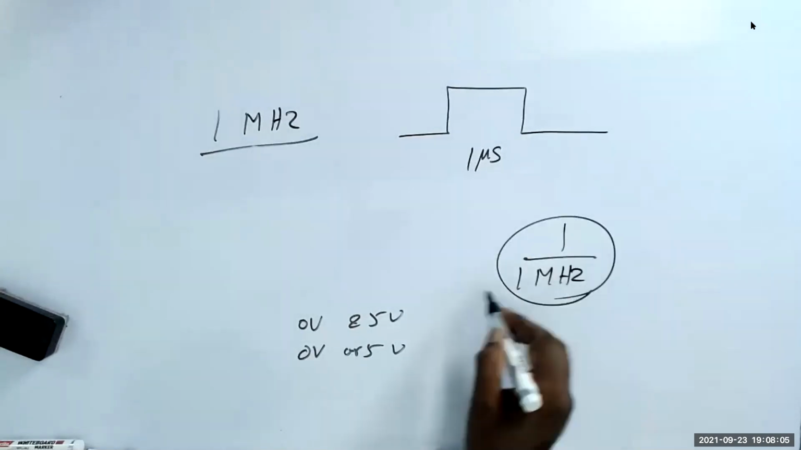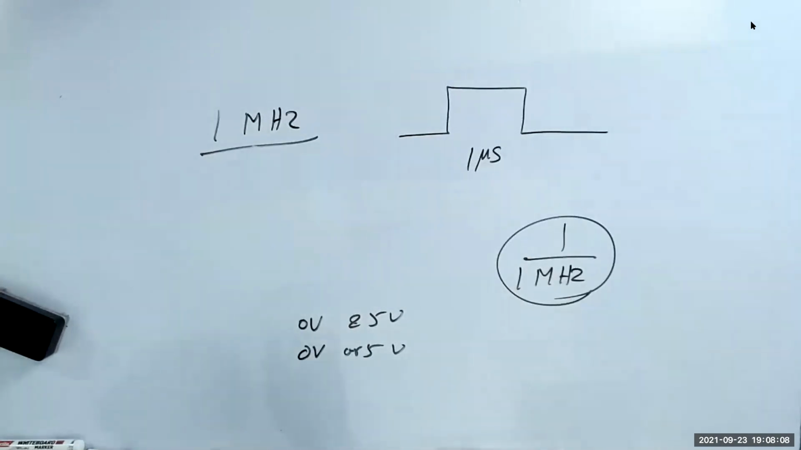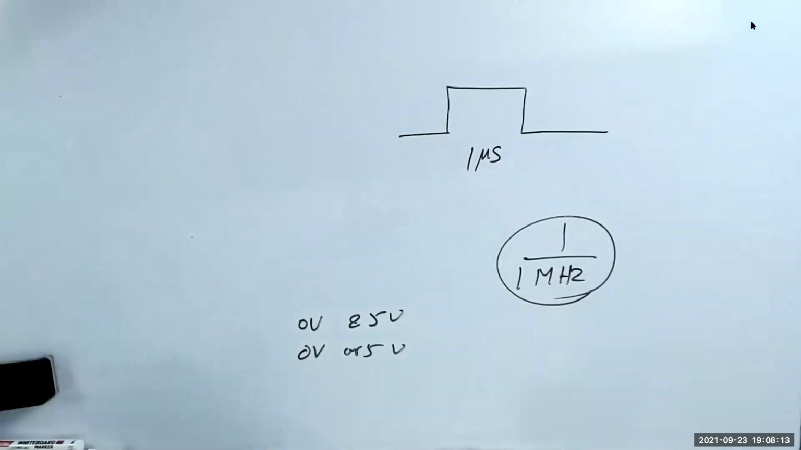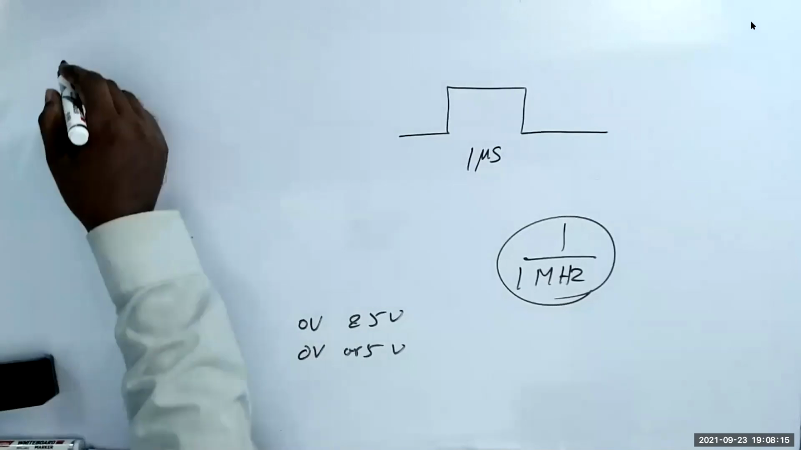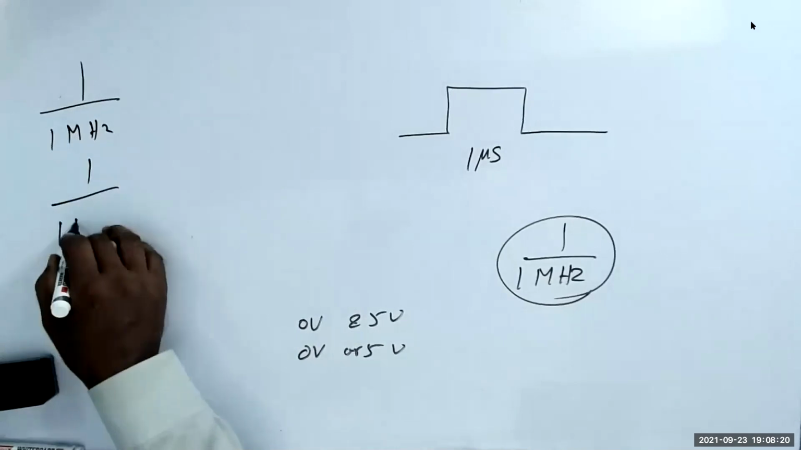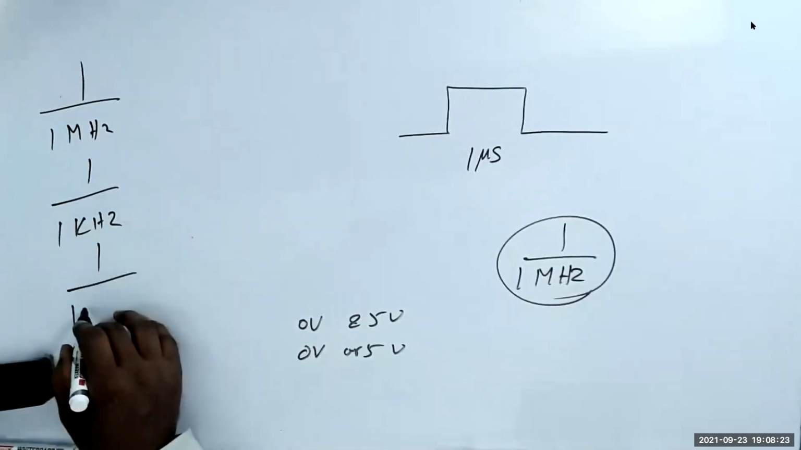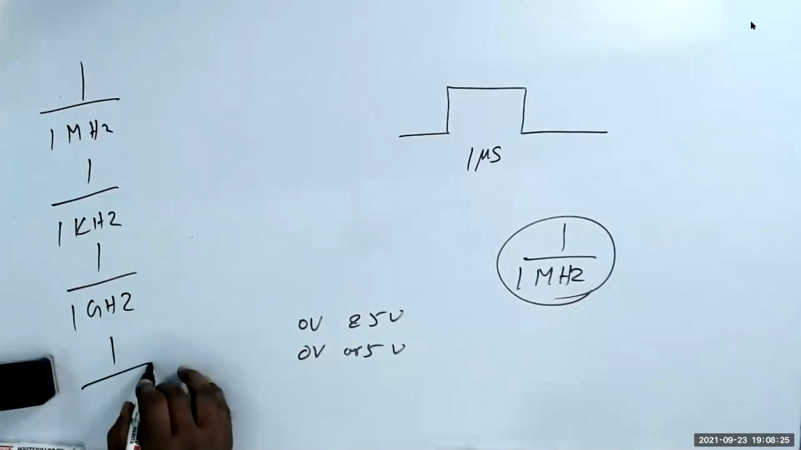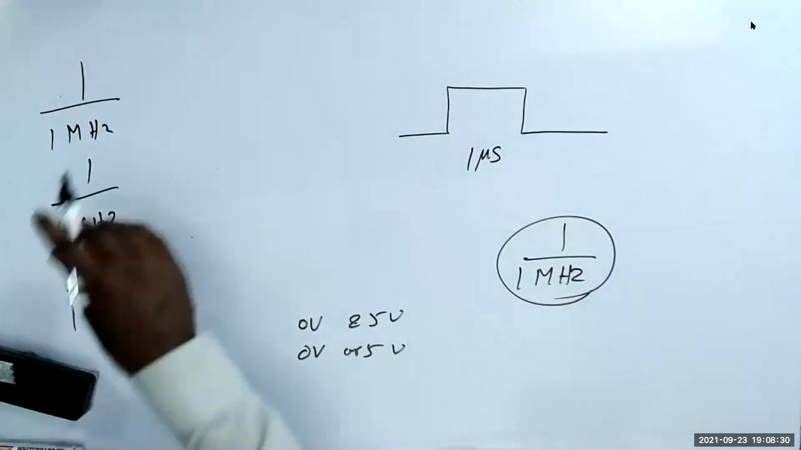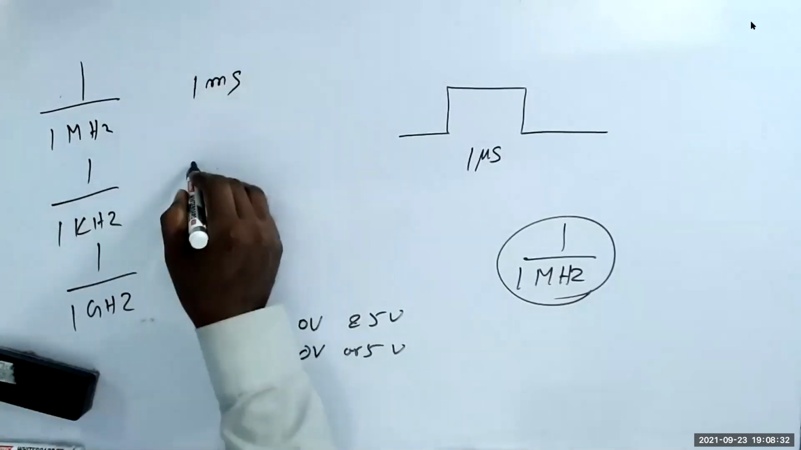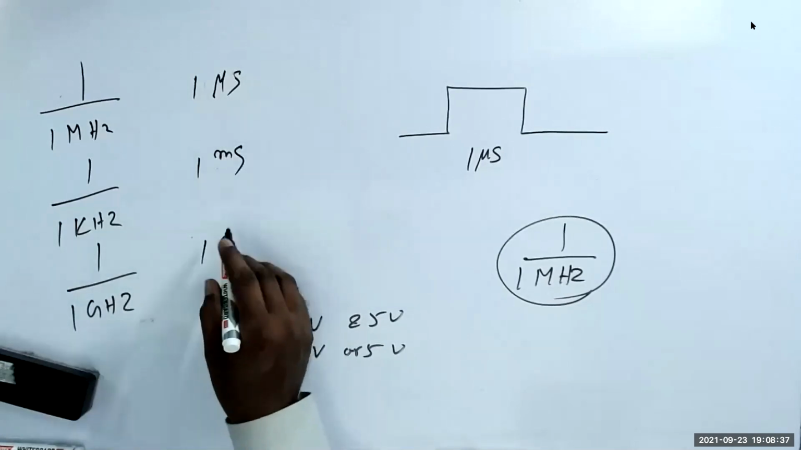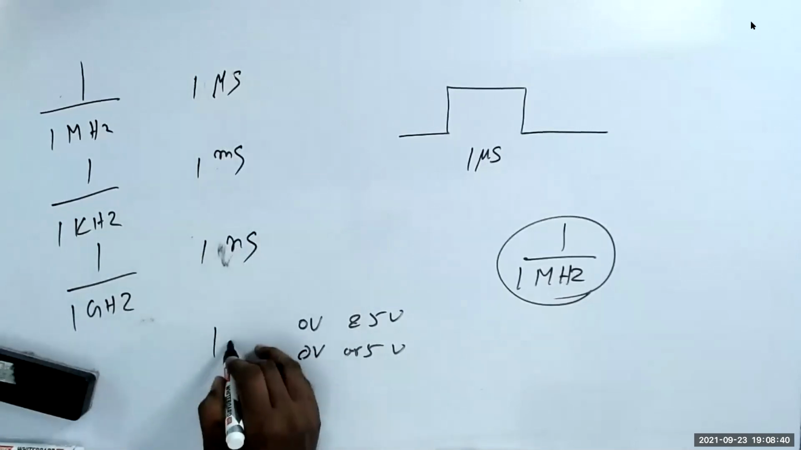But I'm pretty much sure that we don't give serious importance to that. I told you that if you want to be successful in embedded, you have to know all these things by heart: 1 by 1 megahertz, 1 by 1 kilohertz, 1 by 1 gigahertz, that's all, not more than that. 1 millisecond, 1 microsecond, 1 nanosecond, 1 picosecond.